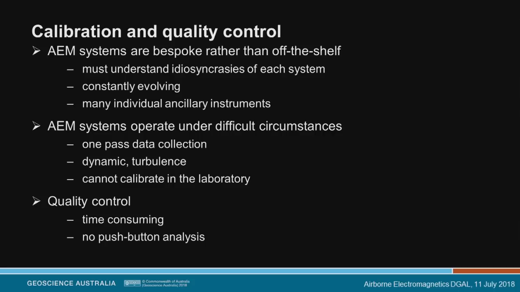You only get one chance as you fly over an anomaly at 65 metres a second or so. You don't get the chance to stack the data at one position. It's also turbulent and dynamic, so there's lots of vibrational noise, and you're moving through the Earth's magnetic field, so there's noise induced by that. So there's a lot of calibration and data processing that needs to go on with it.